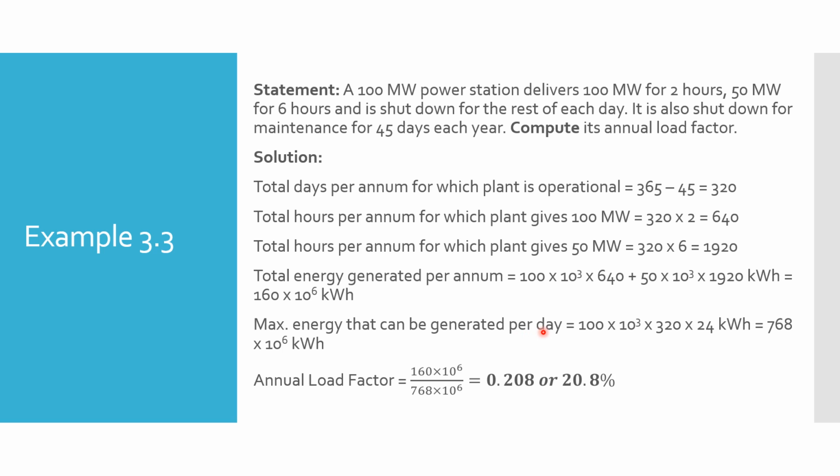Maximum energy that can be generated per day can be found from this. It's not per day, actually, it's yearly, it's per annum. This is a typo. So 100 into 10 to the power 3 is the maximum demand, and the maximum energy that can be generated is 100 into 10 to the power 3 into 320 days into 24 hours per day. So you get 768 into 10 to the power 6 kilowatt hours. So the annual load factor is the ratio of these two. That comes out to be 20.8%.